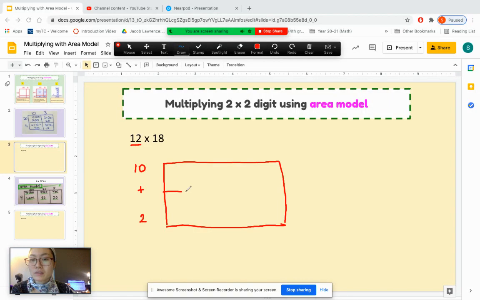So 1, 2: 1 for 10, 1 for 2. Now we're multiplying this by 18. And when we stretch it out, we know it is 10 plus 8. Because we were multiplying by a 2-digit number, we know we also need 2 rows. So 2 rows and 2 columns.